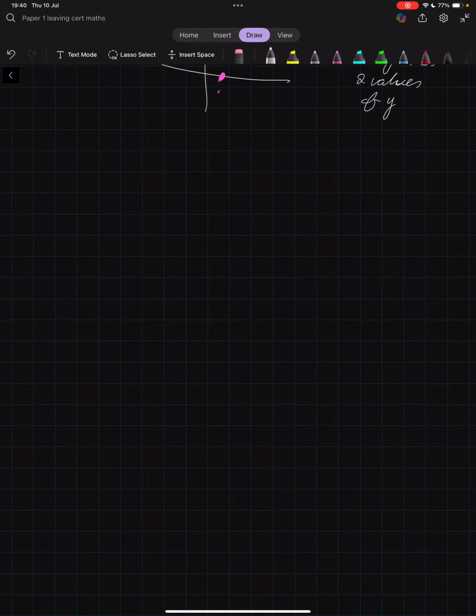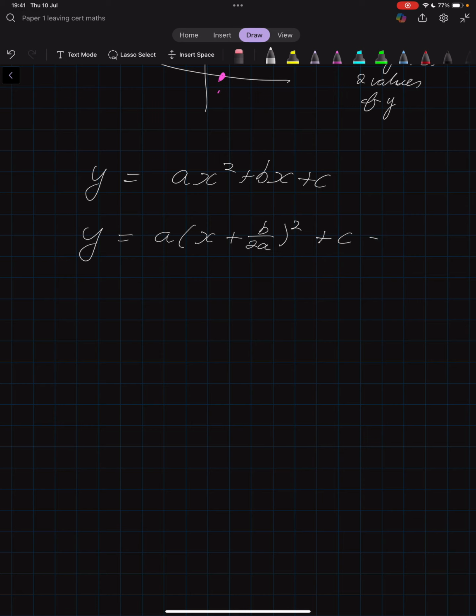So it's where you have something like h of x or y equals ax squared plus bx plus c, and you change it into this form. So y equals a into x plus b over 2a, all squared, plus c minus b squared over 4a. Now, this is a formula that isn't in your log tables, but if you would like to learn it off, you absolutely can. Because this is just how you complete the square.